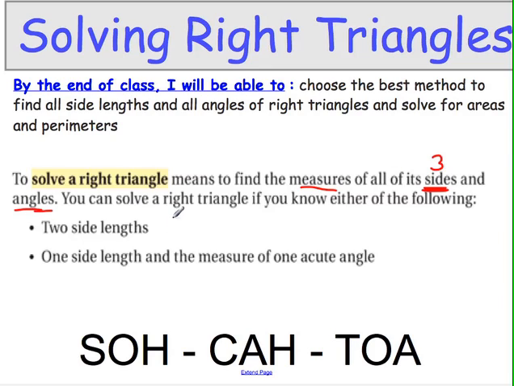What they'll need to do is they'll probably tell you that this is going to happen in a right triangle. Then they can either give you two side lengths, or they can give you one side length and a measure of one of the acute angles.